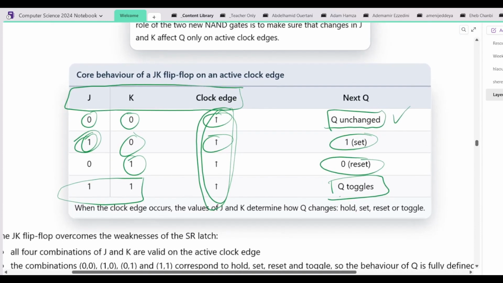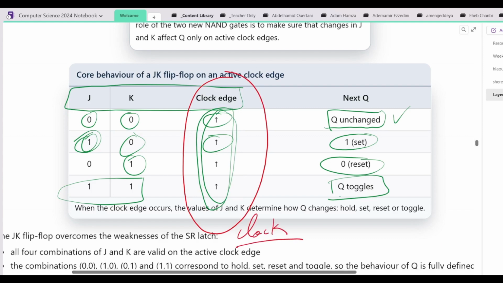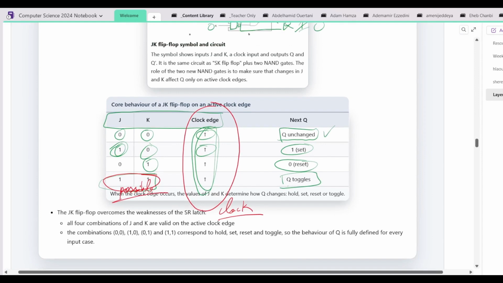So two new things here. The first one is the inclusion of a clock to avoid the problem of timing, and the inclusion of a new 1 1 state. This time it is possible, not like the SR flip-flop.